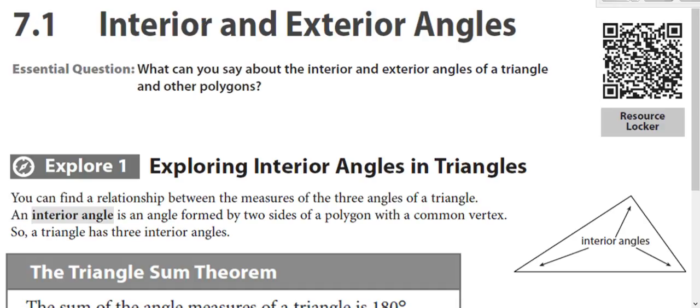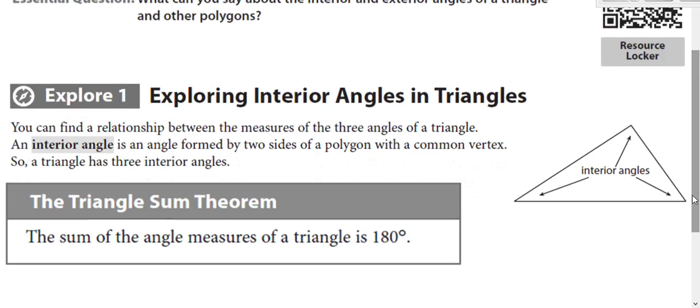We're going to look at some interior and exterior angles and learn about some relationships between those angles. So first of all, here's a triangle. The interior angles are just the angles that are inside the triangle. So the interior angles of a triangle are just inside the triangle. Since it's a triangle, that means there's three angles. So we're talking about the three angles inside.